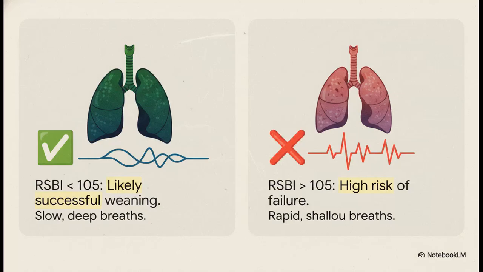And what that number tells you is incredibly powerful. If the RSBI is below 105, it means the patient is taking relatively slow, deep breaths. That's a sign of strength. They're very likely to succeed. But if that number is over 105, it signals a pattern of rapid, shallow breathing. That's a classic sign of fatigue. It tells you they're at a high risk of failing and needing to go right back on the ventilator.